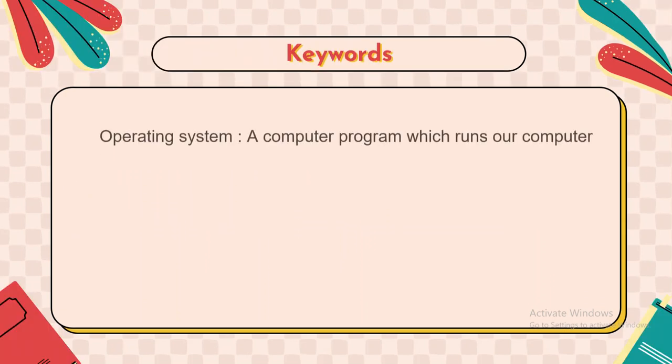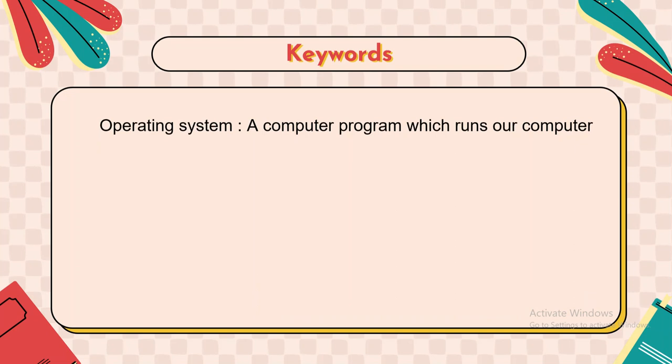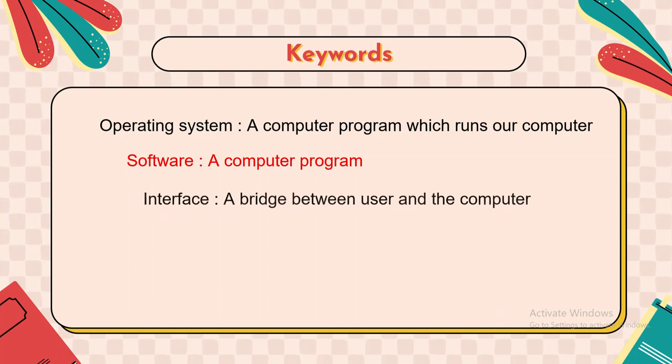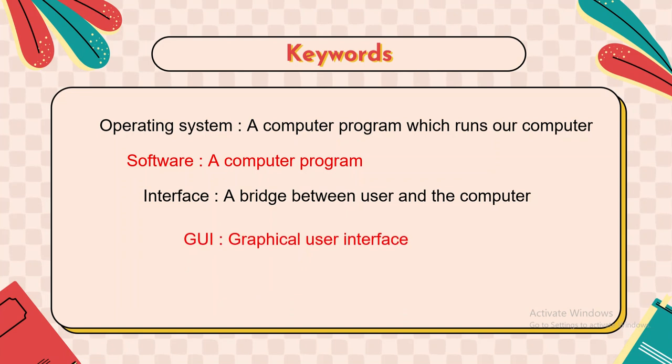Keywords: operating system. It is a computer program which runs our computer. Software, a computer program, for example Microsoft Word. Interface. Interface is a software and it acts as a bridge between user and computer. GUI stands for graphical user interface. We will learn this later on during the lesson.